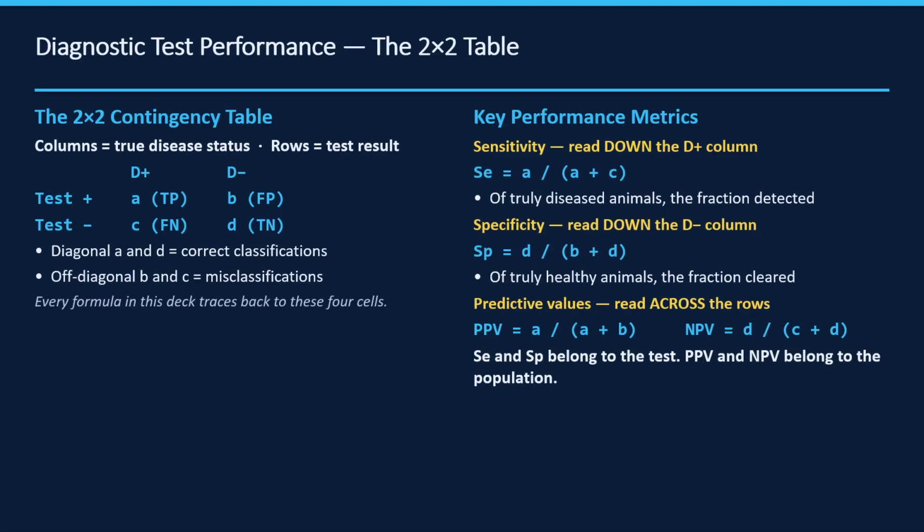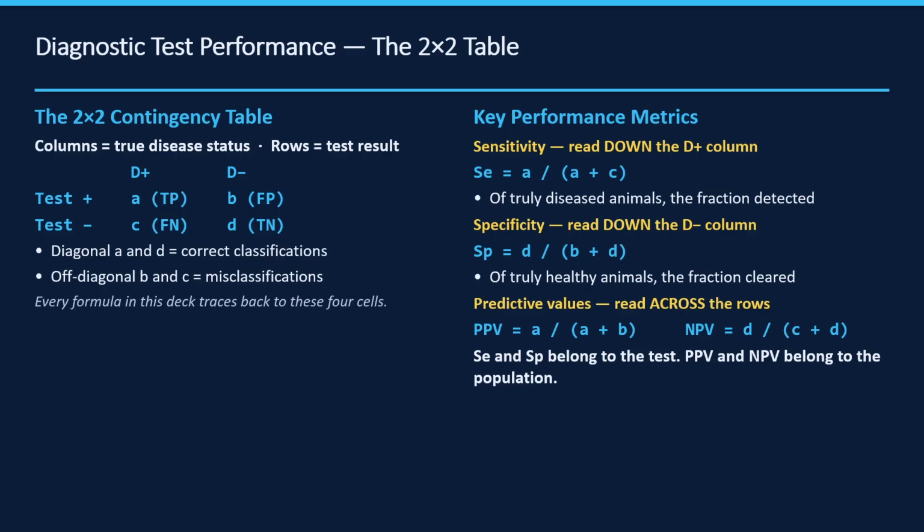Everything starts here. If you learn nothing else today, learn to draw this box. Disease status across the top, truly positive, truly negative. Test result down the side. 4 cells: A is true positives, B is false positives, C is false negatives, D is true negatives. The diagonal, A and D, is where the test got it right. The off diagonal, B and C, is where it got it wrong.